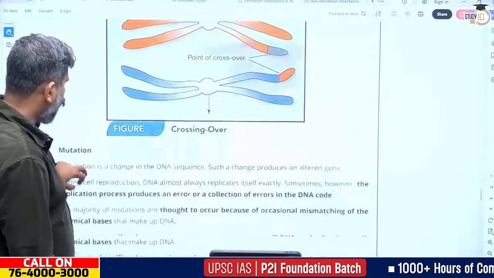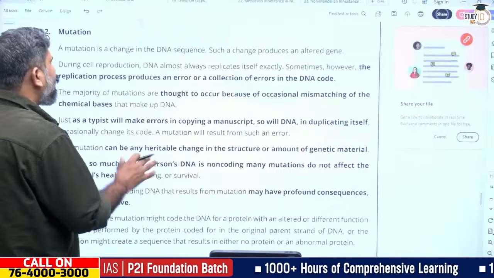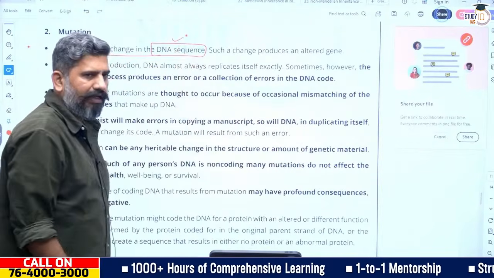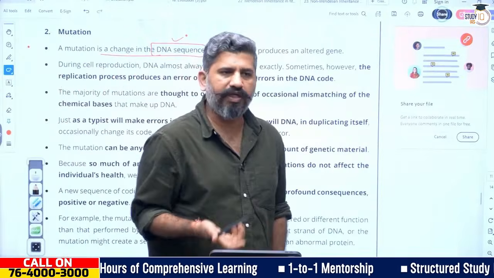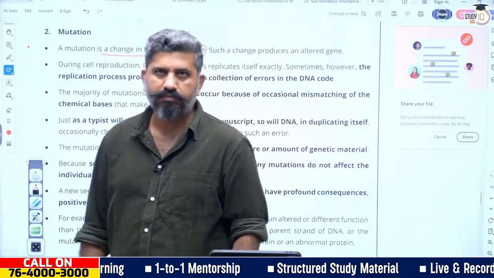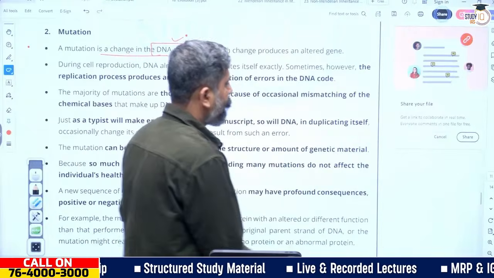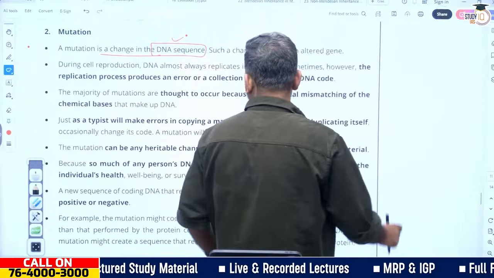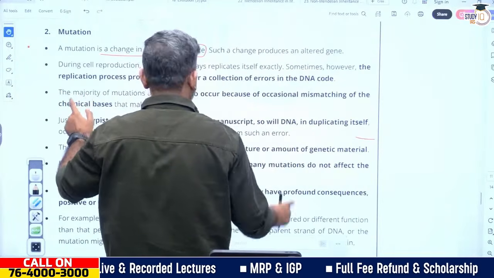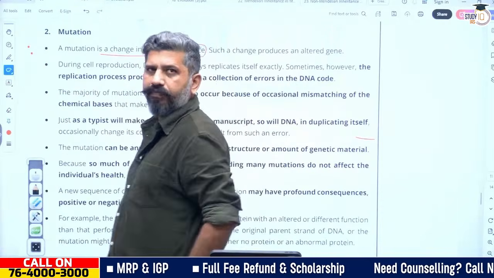When we talk about mutation, now let us look at what mutation is all about. Mutation is nothing but what? A change in the DNA sequence. And change in DNA sequence simply means what? Change in the base pairs. Sugar phosphate तो same ही है. Is it visible clearly online?